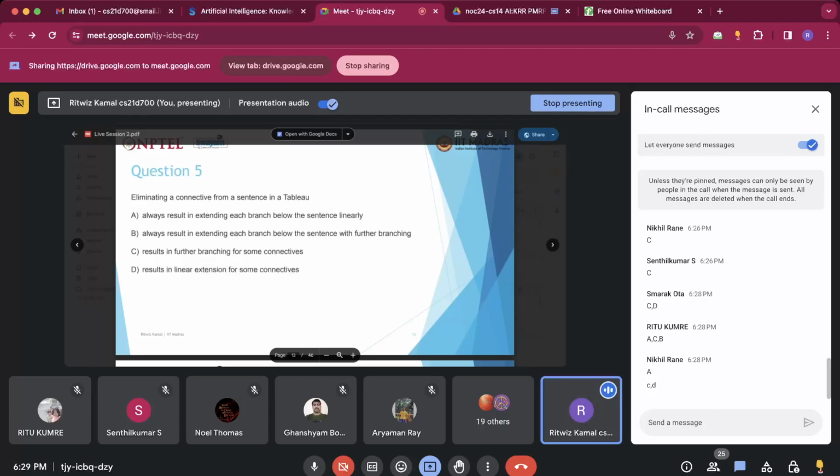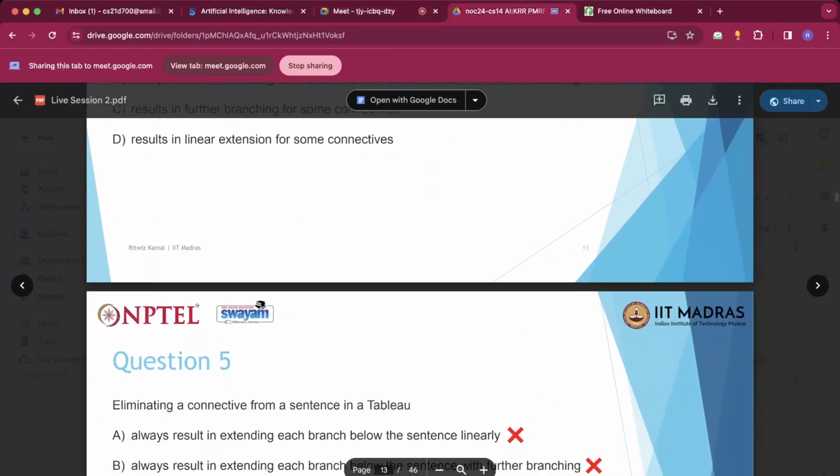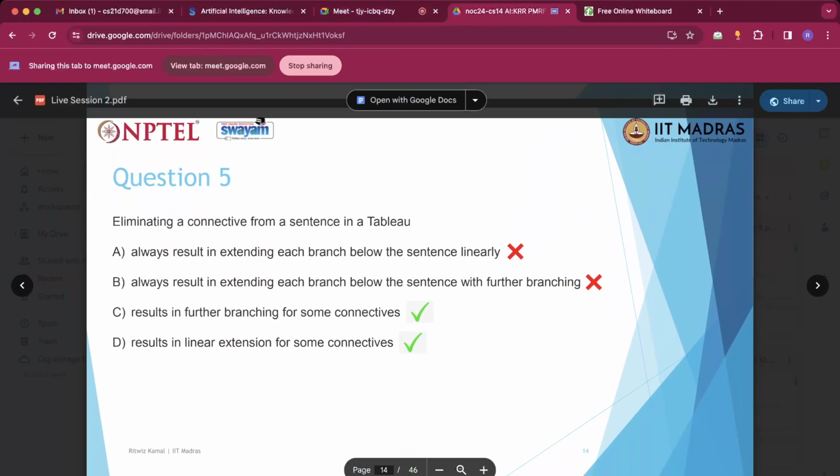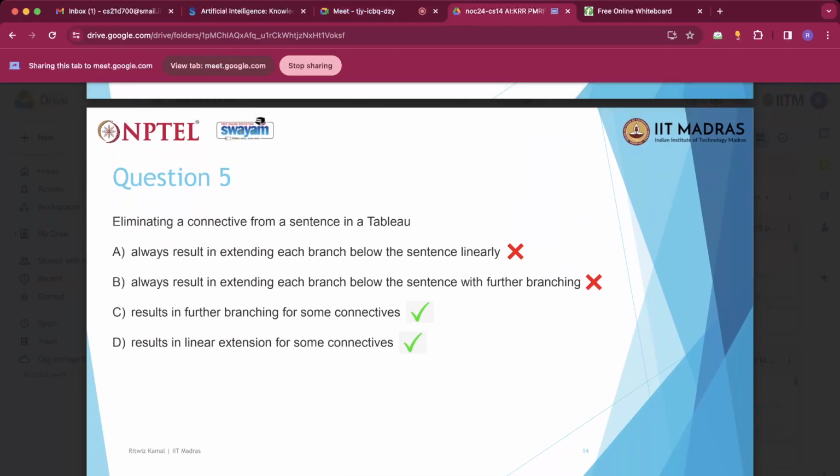So we cannot say that it's all the time that a linear extension happens, or all the time that further branching happens, right? Because we can have a situation where we have only ors, or a situation where we have only ands, or a situation where we have a mix of ands and ors, right? So the correct answer in this case would be C and D, right? Eliminating a connective from a sentence results in further branching for some connectives and linear extension for some other connectives.